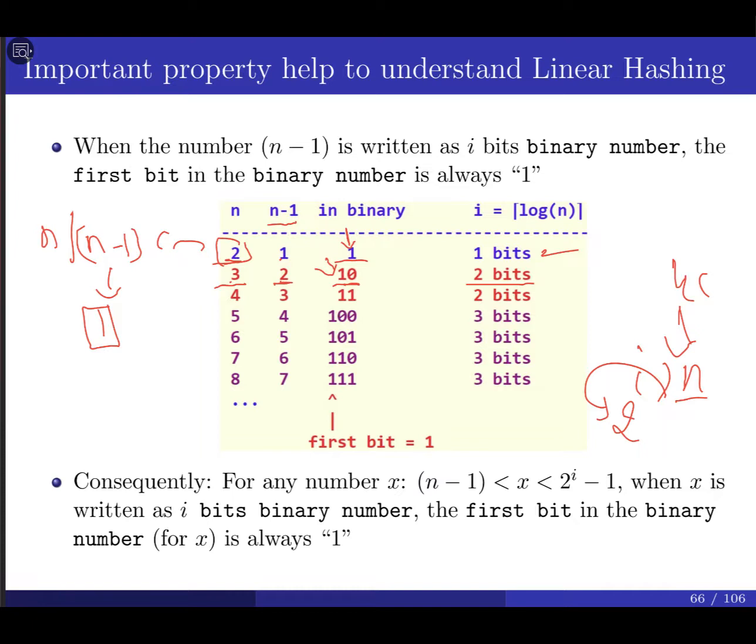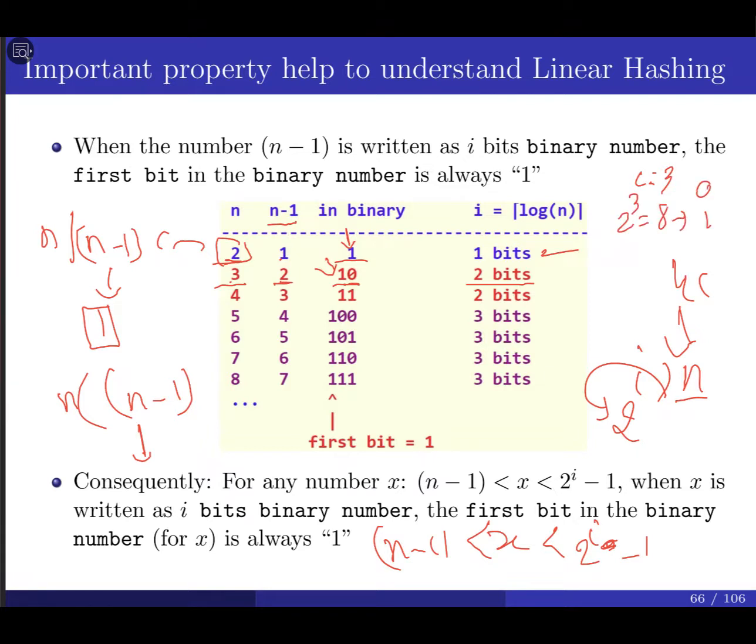Anyway, back to the slide. So you notice that if you're given the value of n, and you take a look at the binary representation of n minus 1, the first bit from the left, or let's say the suffix of this binary representation, is always equal to 1. So we can generalize this. If the value of x is greater than n minus 1 and less than 2 to the power i minus 1, remember if we have, for example, i equal 3, that means 2 to the power 3 equals 8, so we have from 0 up to 7. These are all the available buckets that we have, from 0 up to 2 to the power i minus 1.